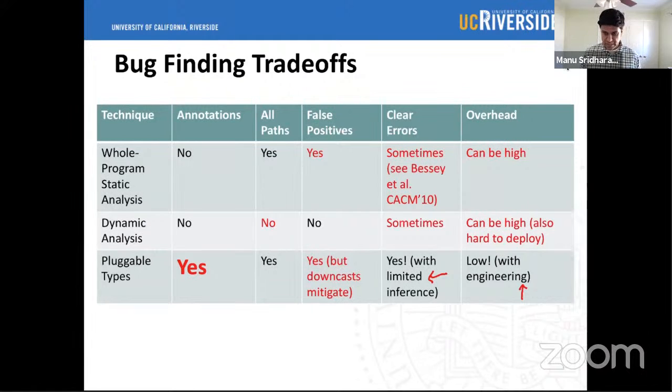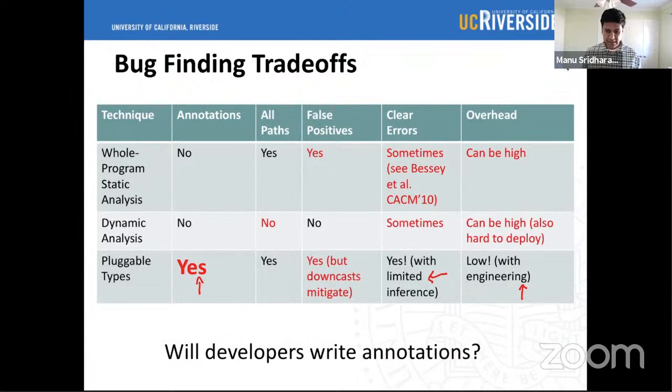And also in some ways, lower than dynamic analysis, in that once you're running your code, you're not adding any overhead. So the key downside, I would say, or question about pluggable types is right here. Because we're trying to avoid doing whole program analysis, developers need to add some annotations in order to get these systems to work. So I think that's the key question here: will developers actually write these annotations that are needed to make these systems work?